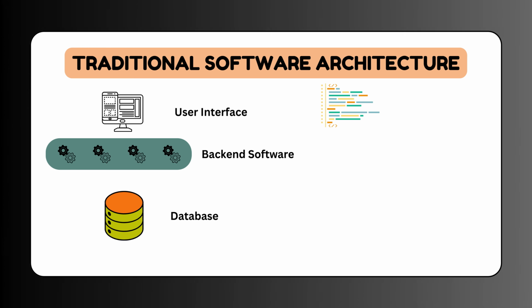So the final component is the database. This database layer is where all the data is stored and managed. In a monolithic application, the database interactions are typically handled through direct connections from the backend code. While this architecture might seem straightforward, it comes with some challenges.